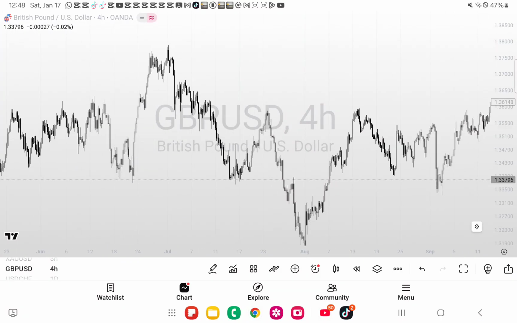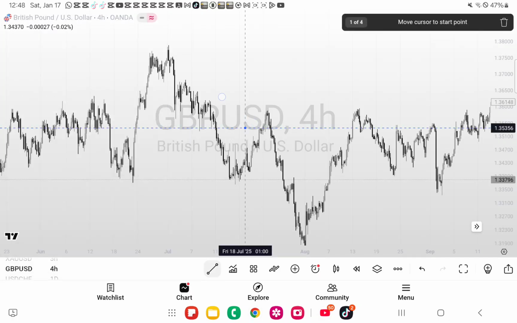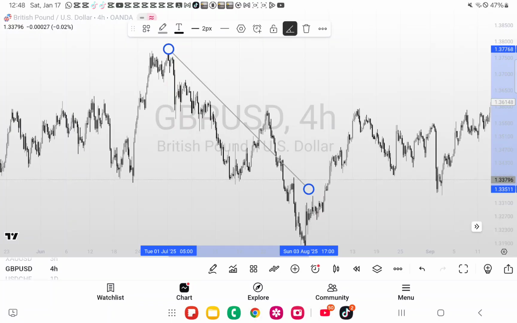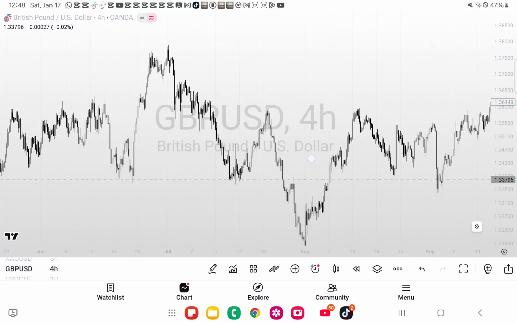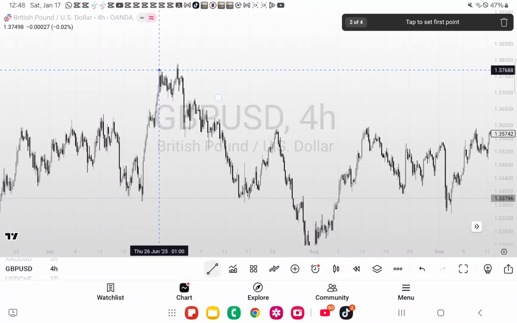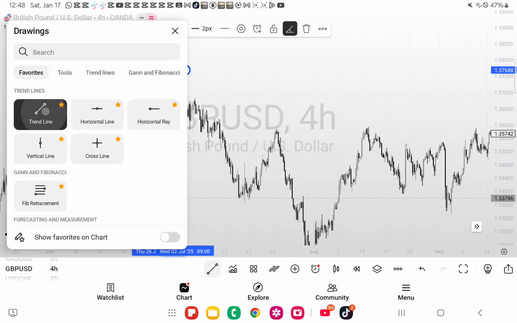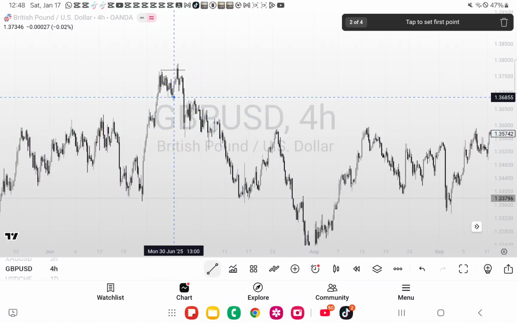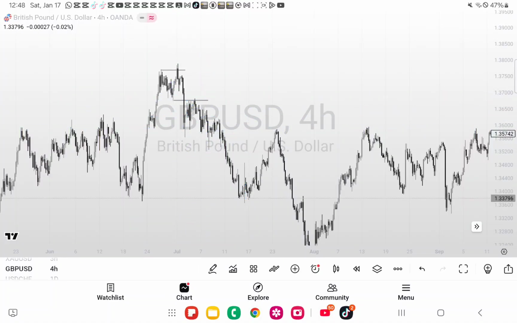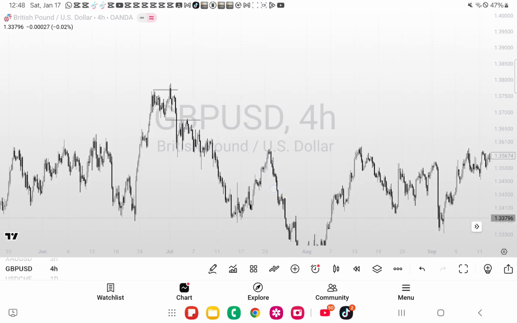As you can see, price is dropping to the downside from this high. So let's start with that move. We have a sweep of liquidity on this high, and we have a market structure shift on this low. So that's a good example: we have a sweep of liquidity and a change of character.